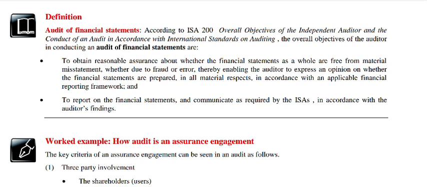Definition: Audit of financial statements. According to ISA 200, overall objectives of the independent auditor and the conduct of an audit in accordance with International Standards on Auditing, the overall objective of the auditor in conducting an audit of financial statements is to obtain reasonable assurance about whether the financial statements as a whole are free from material misstatement, whether due to fraud or error, thereby enabling the auditor to express an opinion on whether the financial statements are prepared in all material respects in accordance with an applicable financial reporting framework, and to report on the financial statements and communicate as required by the ISAs in accordance with the auditor's findings.